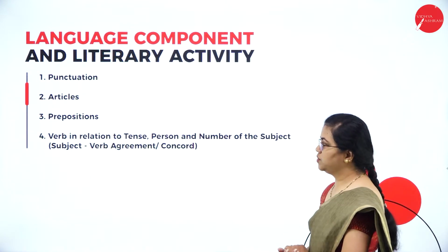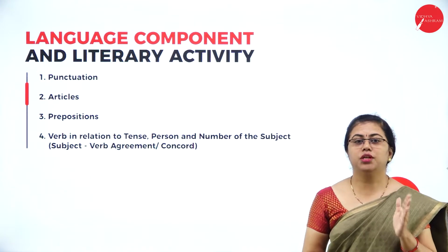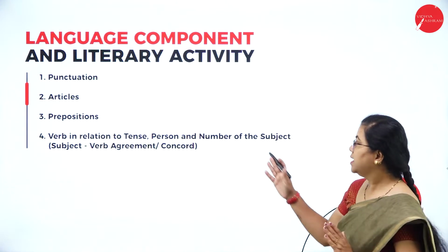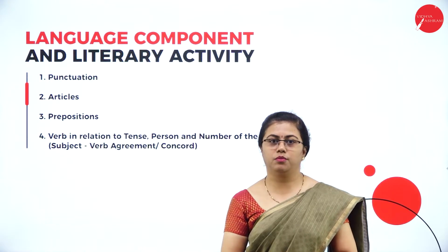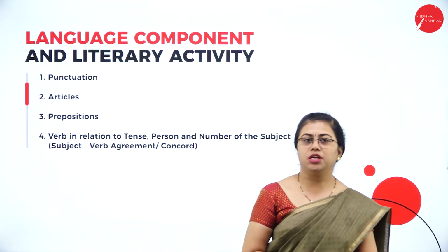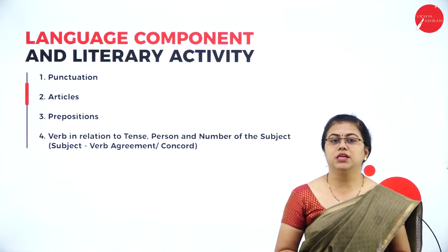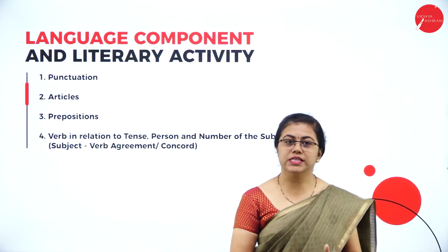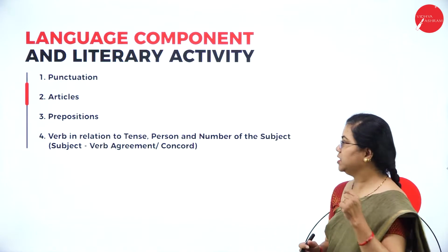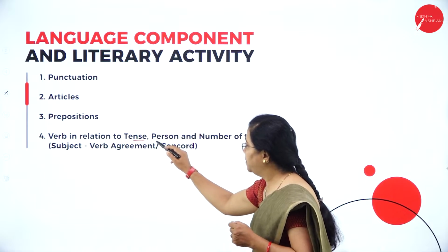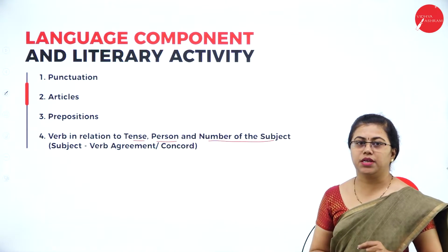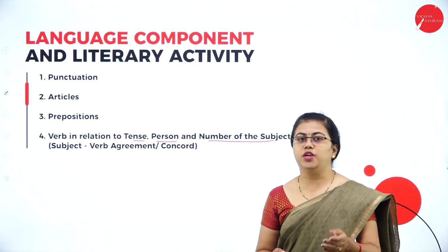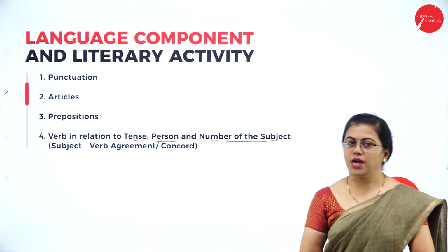Prepositions we will be understanding, and the major part of grammar, that is subject and verb agreement, also called subject verb concord. You can also call it subject verb agreement. So what should the verb be based on what the subject is? The verb depends on the tense, the person of the subject, and also the number of the subject. So how the verb is related to the subject, you are going to understand.